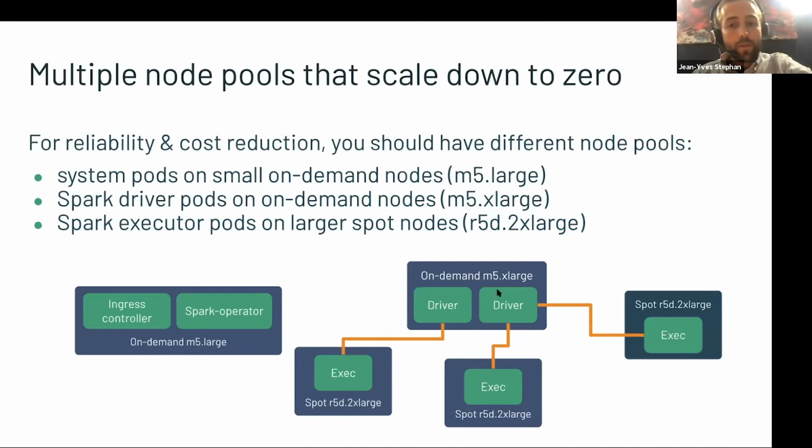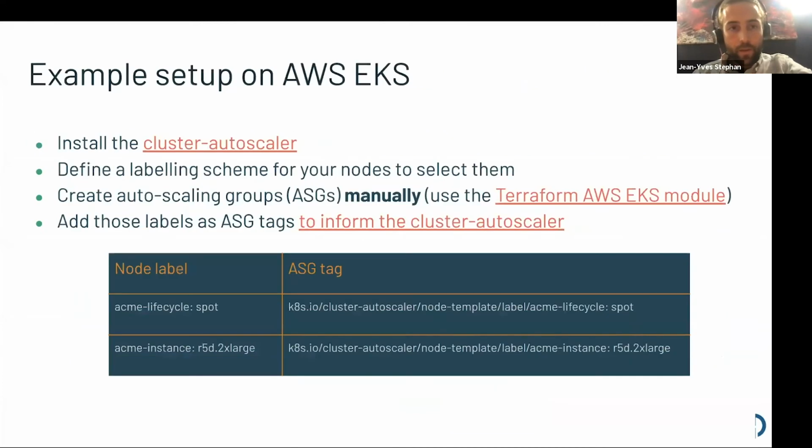And here it's important to have them on demand, because you don't want to lose the driver if there's a spot kill, because that would kill your application. But Spark executors are fine to put on spot nodes, because as you know, if you lose a Spark executor, the application will still continue. It will lose some work, you'll have to redo some work, but it will continue.